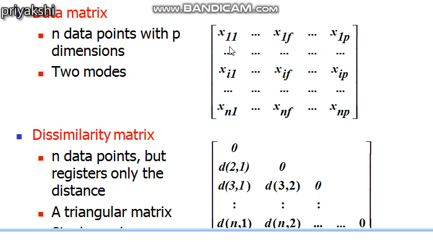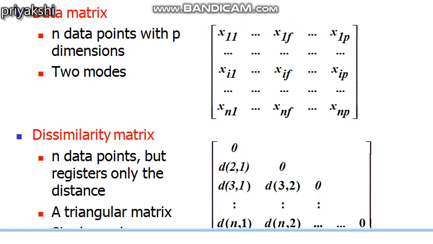Suppose there are n number of students and p number of attributes, where the attributes are their height, weight, date of birth, academic performance, marks in some subject, and percentage of attendance. These are some of their dimensions. Generally a data matrix is represented with rows as the students and columns as the attributes. So here n are the data points with p dimensions. This is the data matrix format.